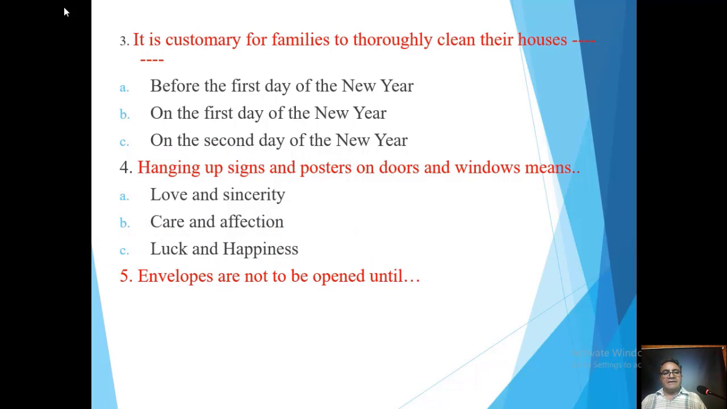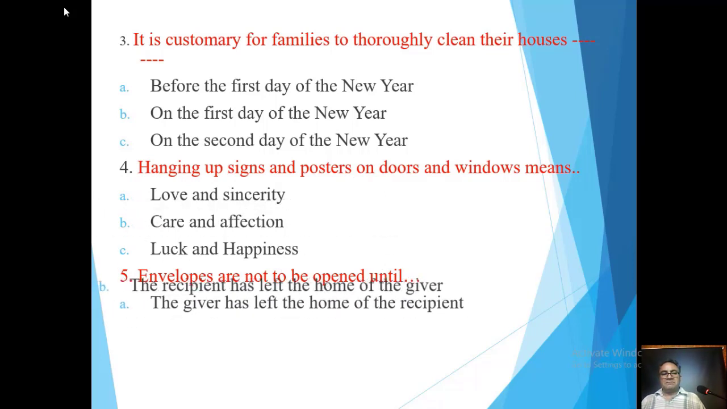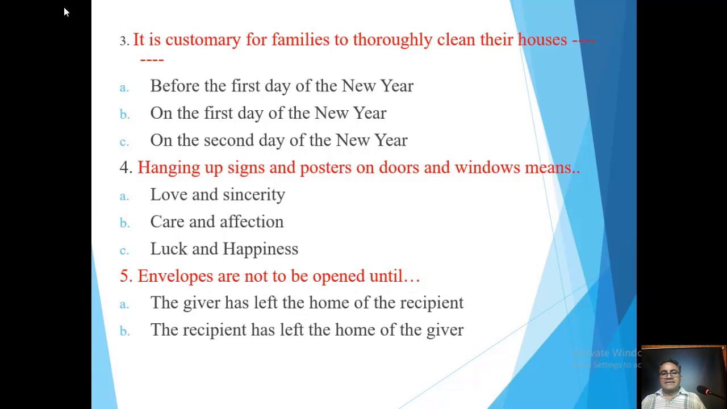Last question is, envelopes are not to be opened until, option A, the giver has left the home of the recipient, option B is the recipient has left the home of the giver, and option C is the giver has gone to sleep. And the correct answer is option B, the recipient has left the home of the giver.